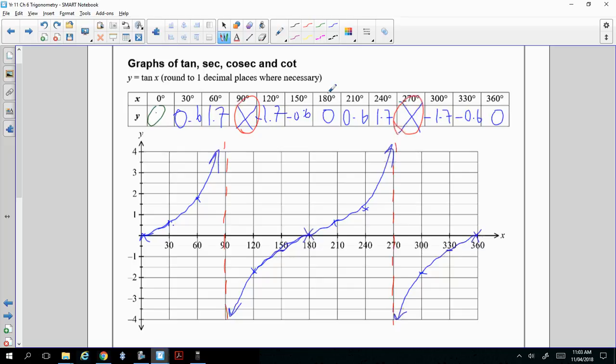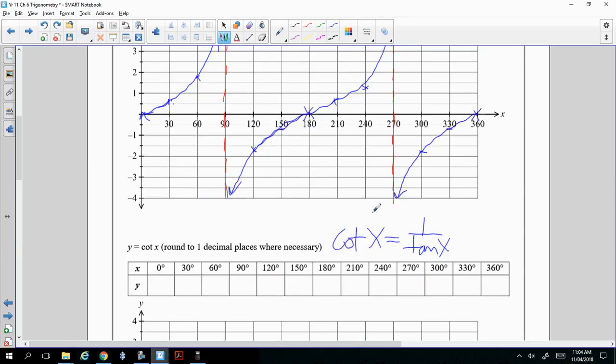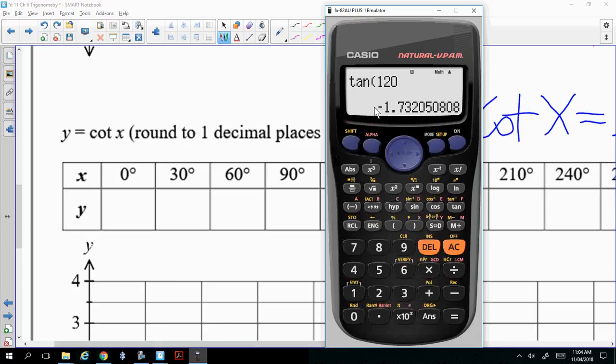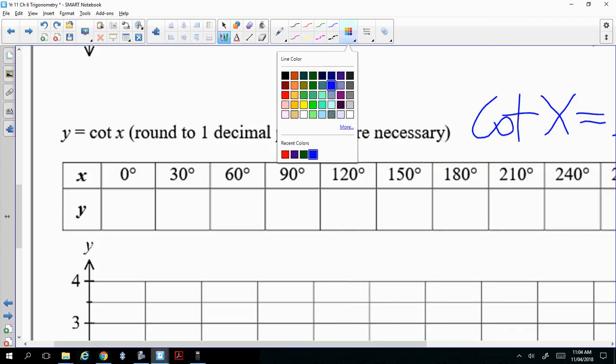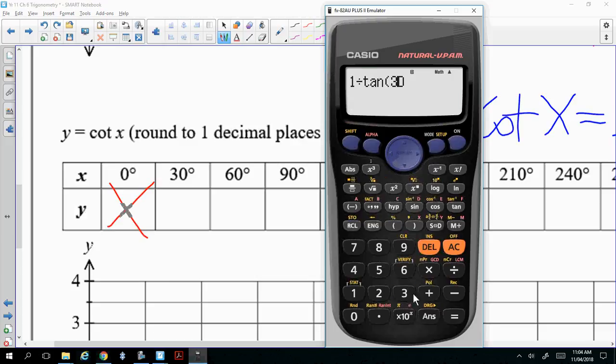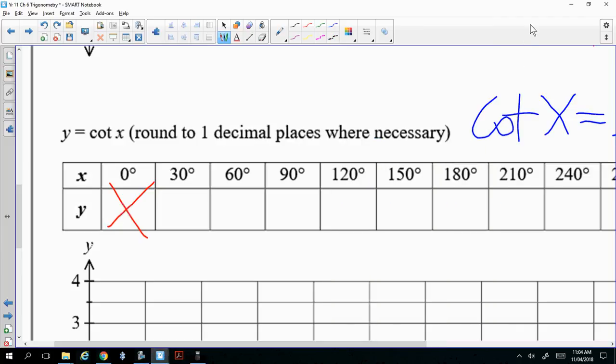Alright, let's calculate some cot values. So if you go like this, on the calculator, if you do 1 divided by tan 0, you should get undefined because you can't divide by 0 in the denominator. And the next one, 1 over tan 30, gives you 1.7. Then cot 60, 0.6.